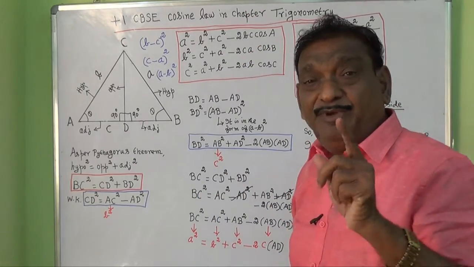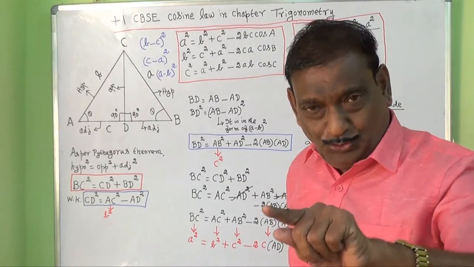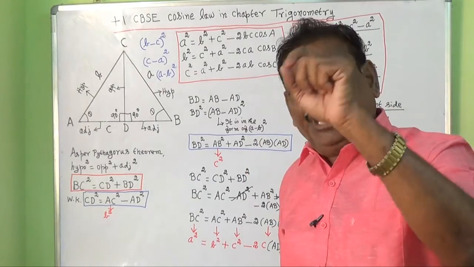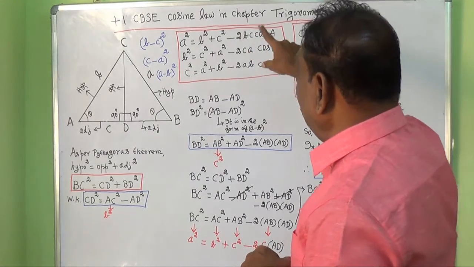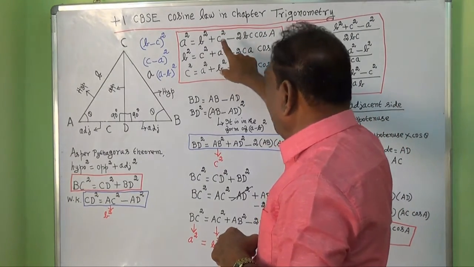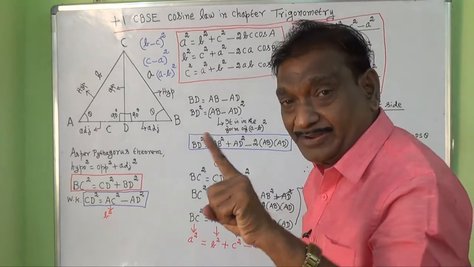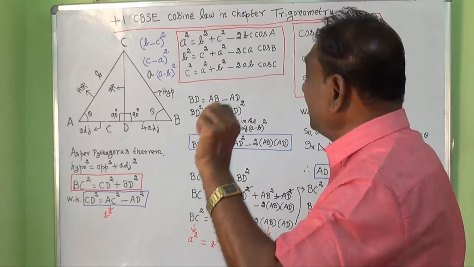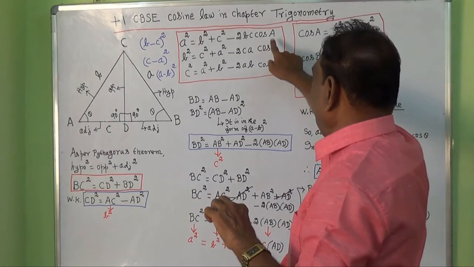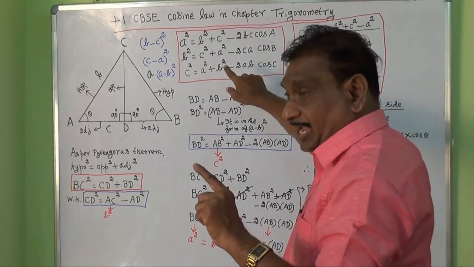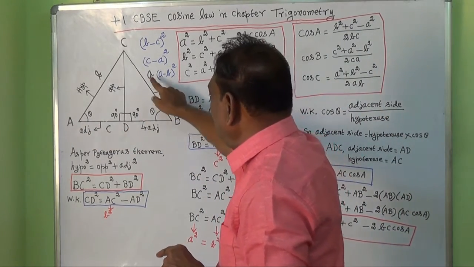What is b minus c the whole square? The b minus c the whole square equal to b square plus c square minus 2bc, so that we can remember easily. Then if we want to find a square, that is, it represents the side a, we should take cos A. That is, we should take the angle A. The angle A is opposite to the side a.